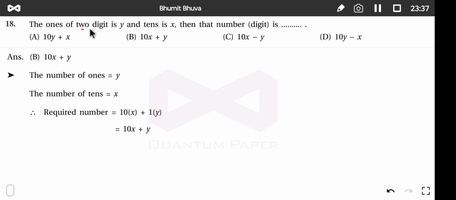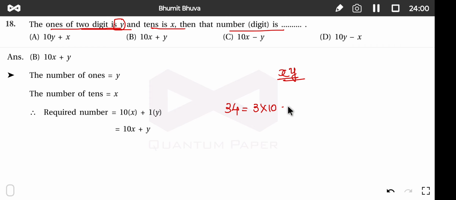The ones digit of a two digit number is y and the tens digit is x, then the number is xy. Okay, for example any number, let's say 34, so 34 we can write down as 3 multiplied by 10 plus 4. So here this 3 is nothing but tens place digit, correct, and this 4 is unit place digit.